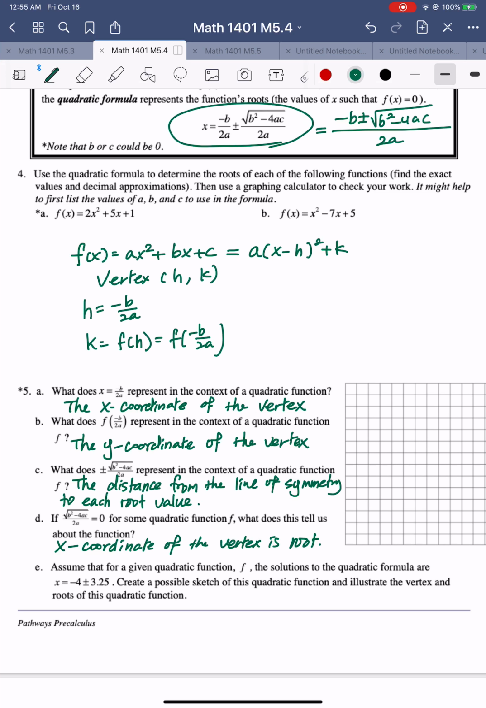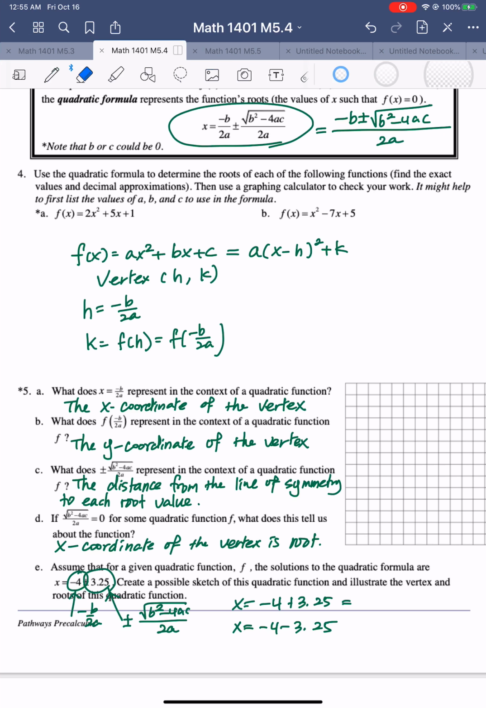Okay, and then assume that for a given quadratic function f, the solutions to the quadratic formula are x equals negative 4 plus or minus 3.25. Create a possible sketch of this quadratic function and illustrate the vertex and roots. The negative 4 is represented by negative b over 2a, and the plus or minus is represented by the plus or minus square root of b squared minus 4ac over 2a. This gives us the roots. One root is negative 4 plus 3.25, which is negative 0.75, and the other root is negative 4 minus 3.25, which is negative 7.25.